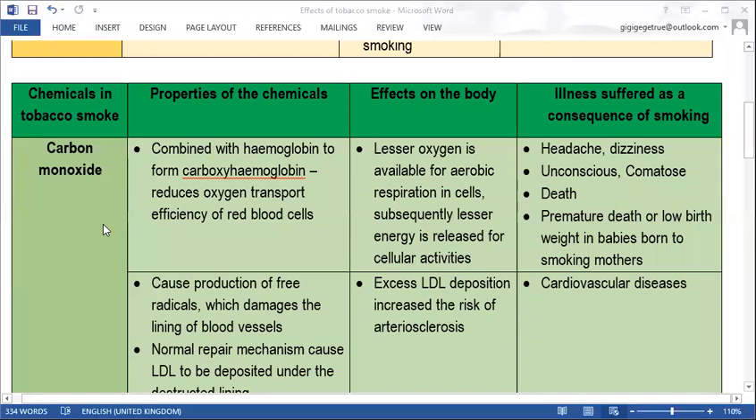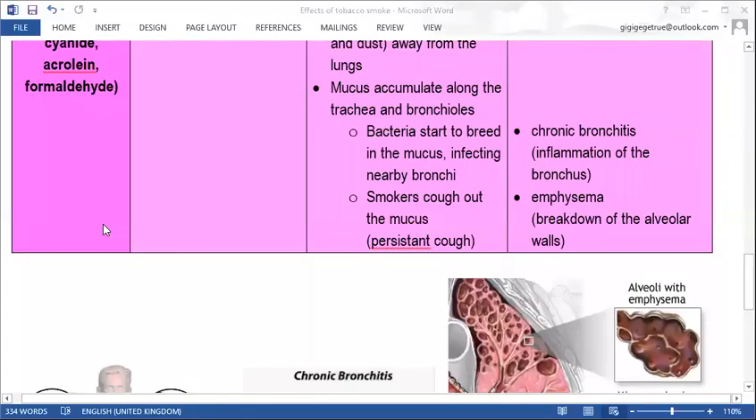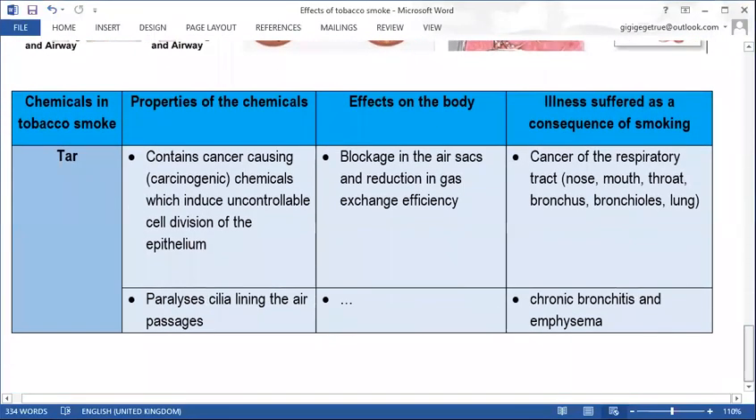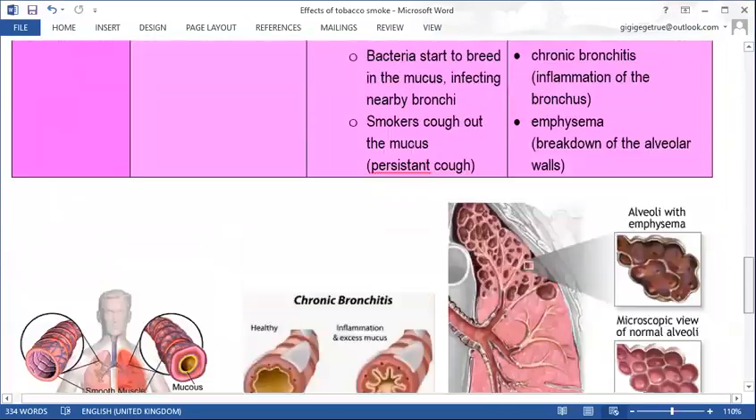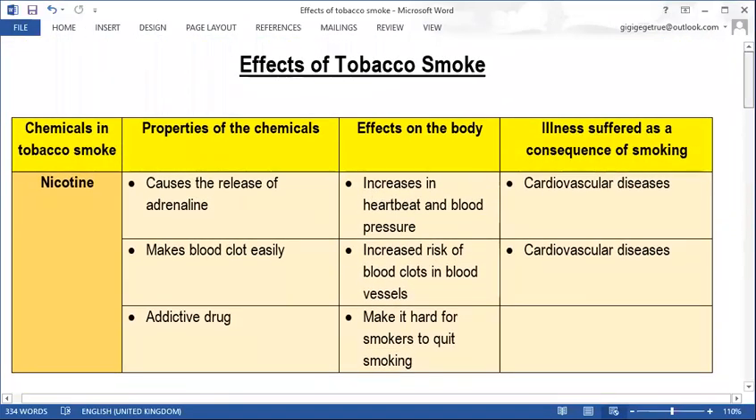The second one is carbon monoxide. The third one is irritants. And the last one is tar. They all have different properties and result in different illnesses. Okay, so you need to take note.